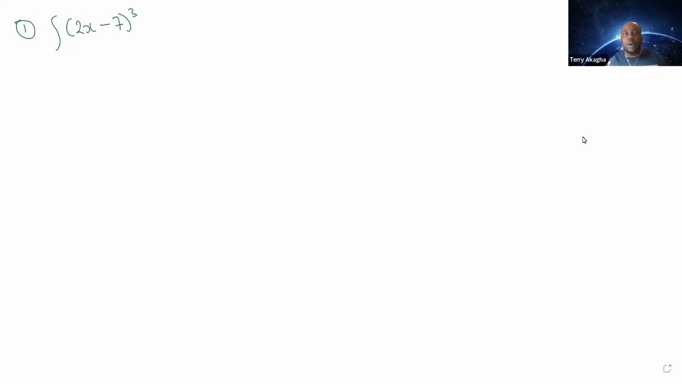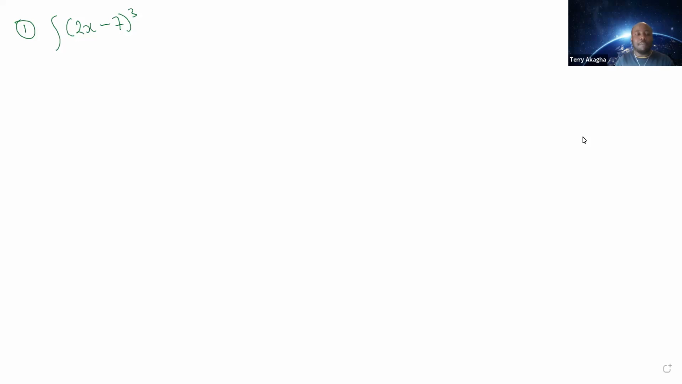In the previous video, I gave you the 5 steps to solving the integral of a linear function of x. I told you to take a screenshot or write it down in your notebook, and we're going to solve some questions with that. So now, let's solve this question: the integral of 2x minus 7 raised to the power of 3.